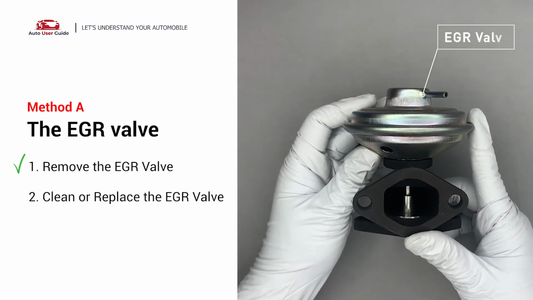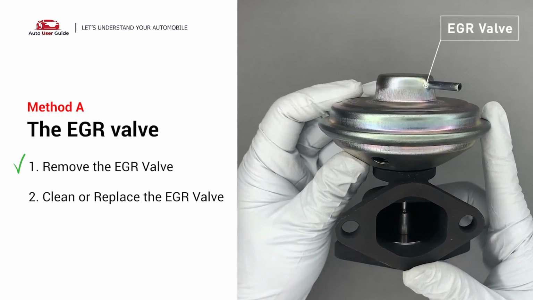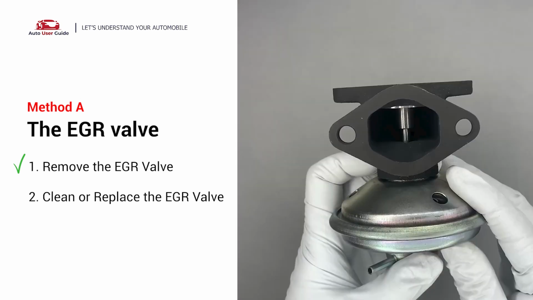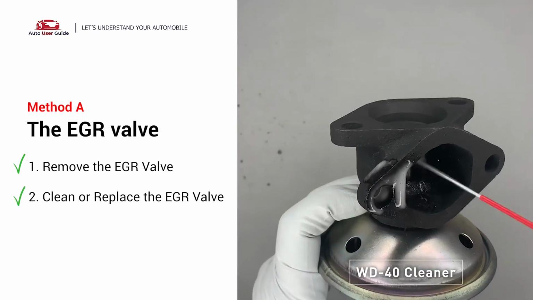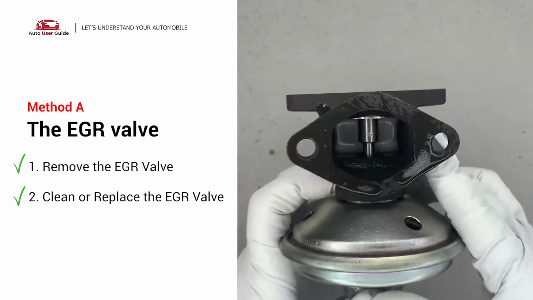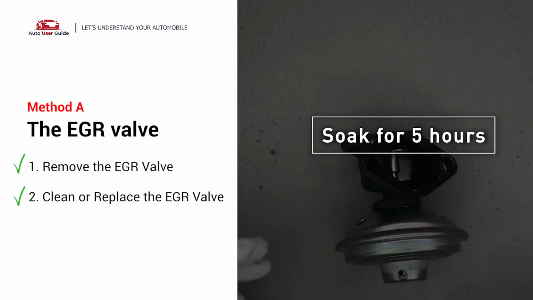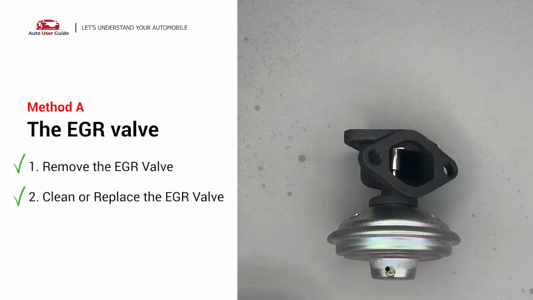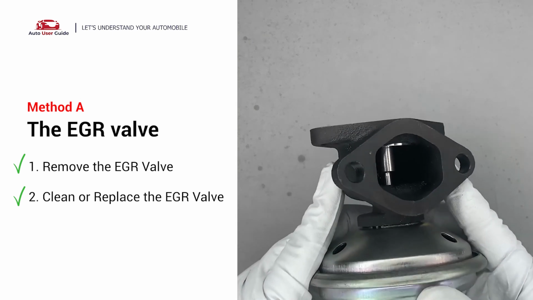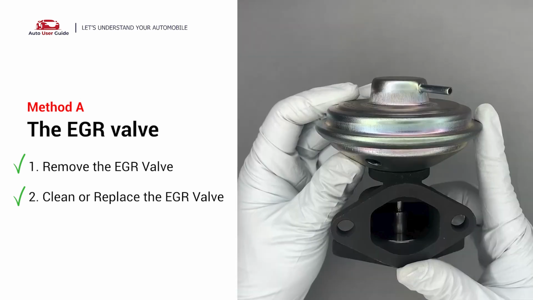First, carefully remove the EGR valve from your car. Turn the EGR valve upside down and fill it up with the WD-40 cleaner. Let it soak for 5 hours for the solvent to get rid of all the carbon buildup. After the clean EGR valve gets dry, reinstall it back in the car. If it is too dirty to be cleaned, you may replace it with a new EGR valve.